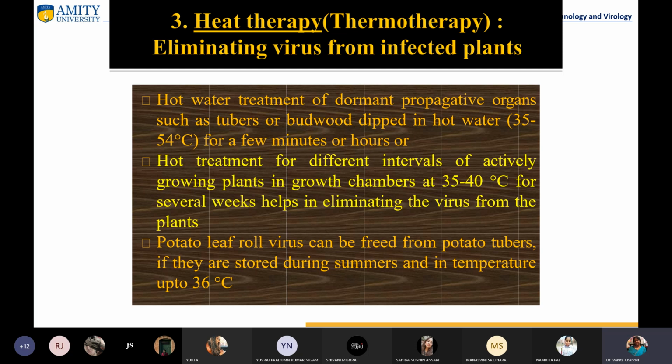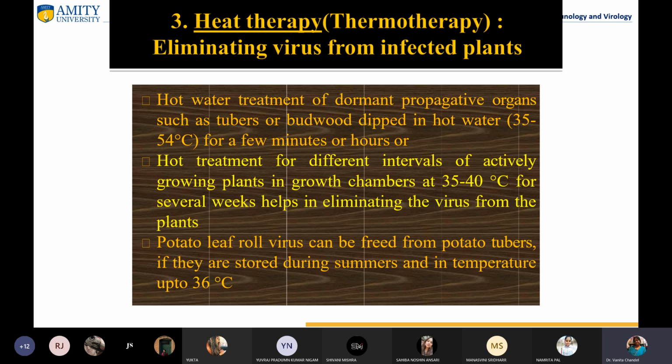So hot water treatment of dormant vegetative organs such as tubers or bud roots, which we use for growing plants, they are dipped in hot water at 35 to 54 degrees. It depends on the kind of virus, because we know the thermal inactivation point of every virus varies. So according to that, it can be changed.